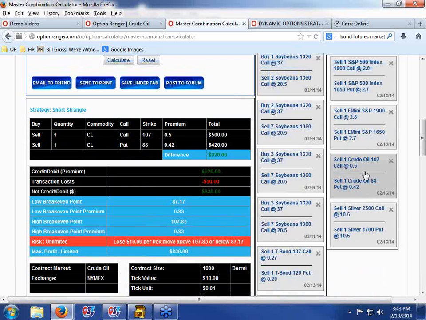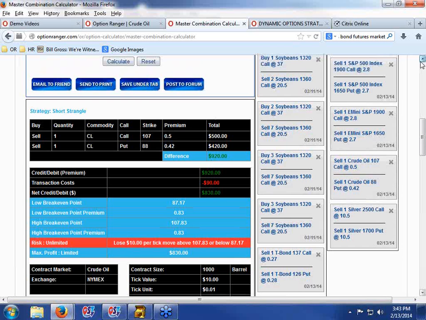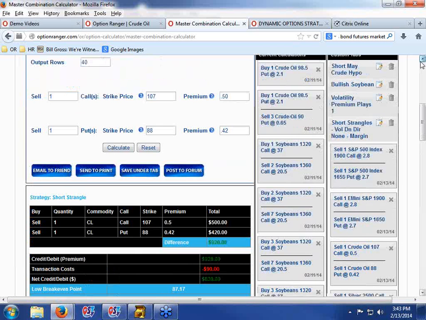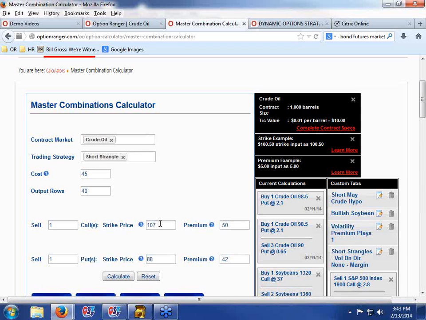Okay, and here we've got a selection, and let's look at the factors in the trade. Again, it's a short strangle. The tick value is 1,000 barrels. We sell, and this is basis May. Prices are maybe about an hour or 2 hours old.